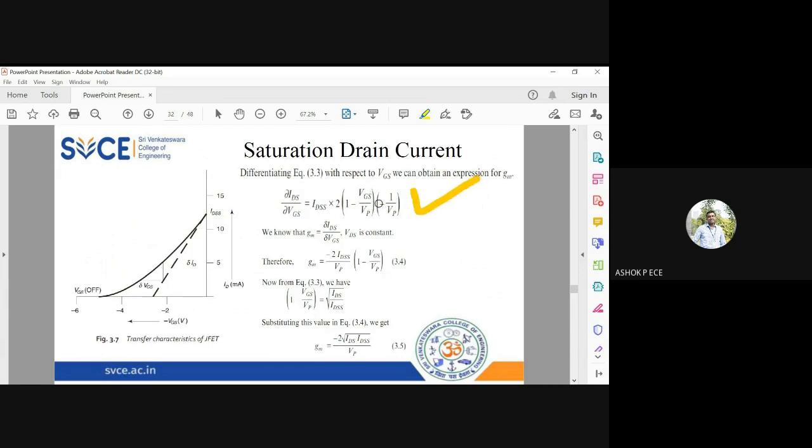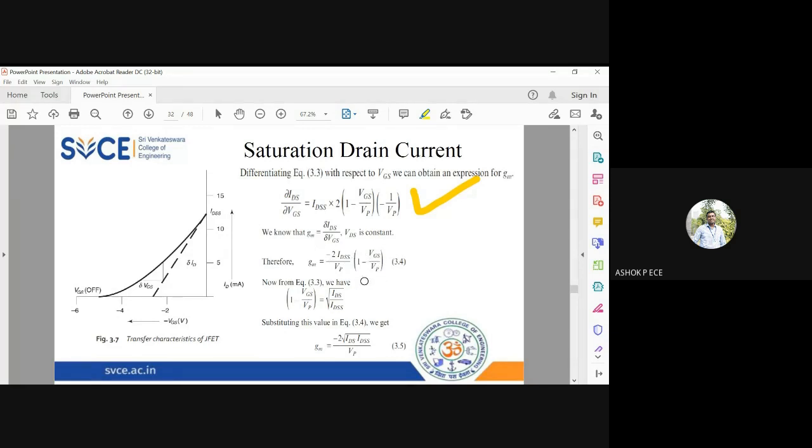And you know that dou IDS by dou VGS, we have seen, is going to be GM. Correct? So dou IDS by dou VGS is GM. So GM is equal to minus 2 IDSS by VP into (1 minus VGS by VP). Okay, this is the simplified expression.